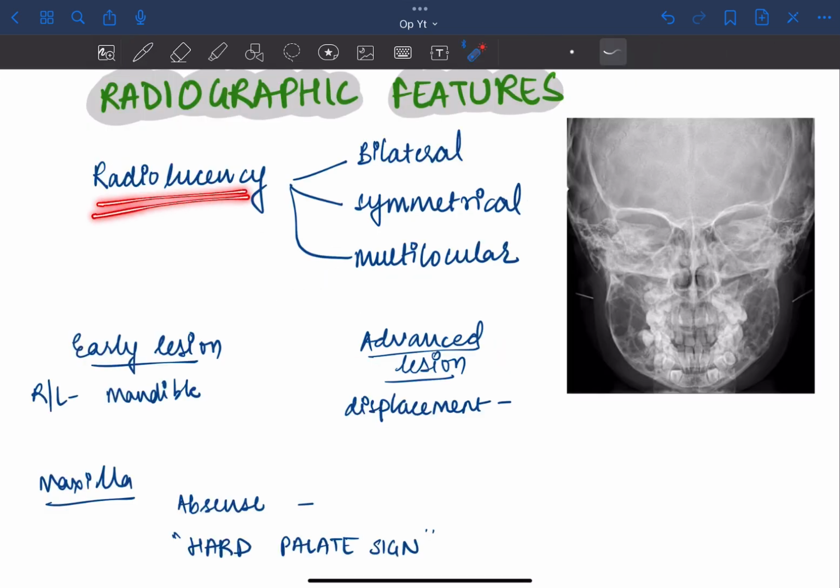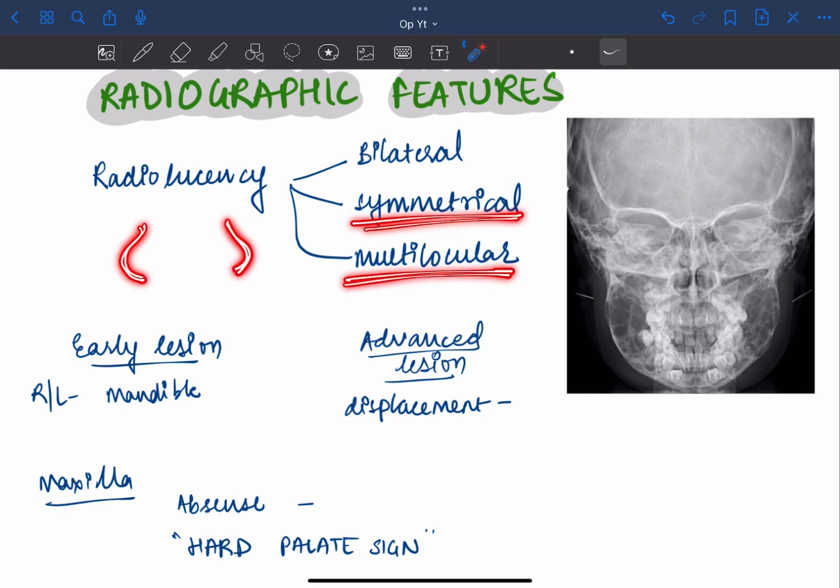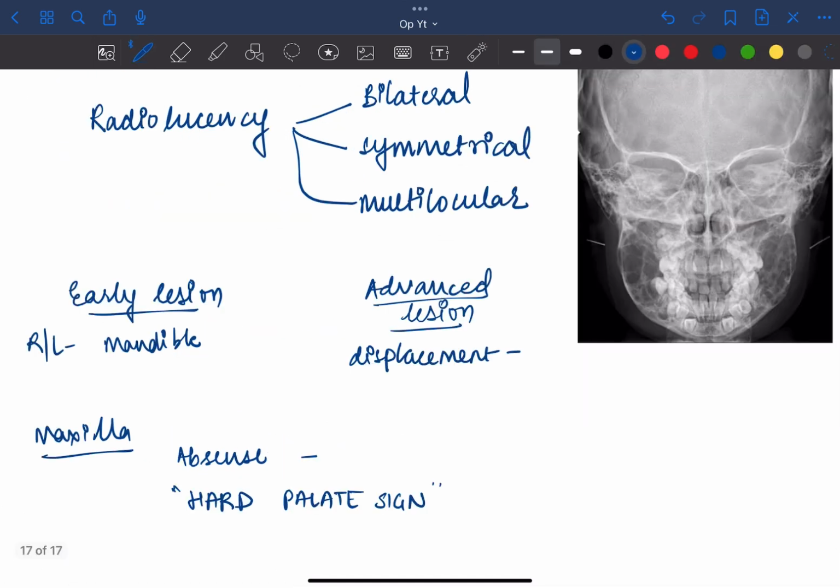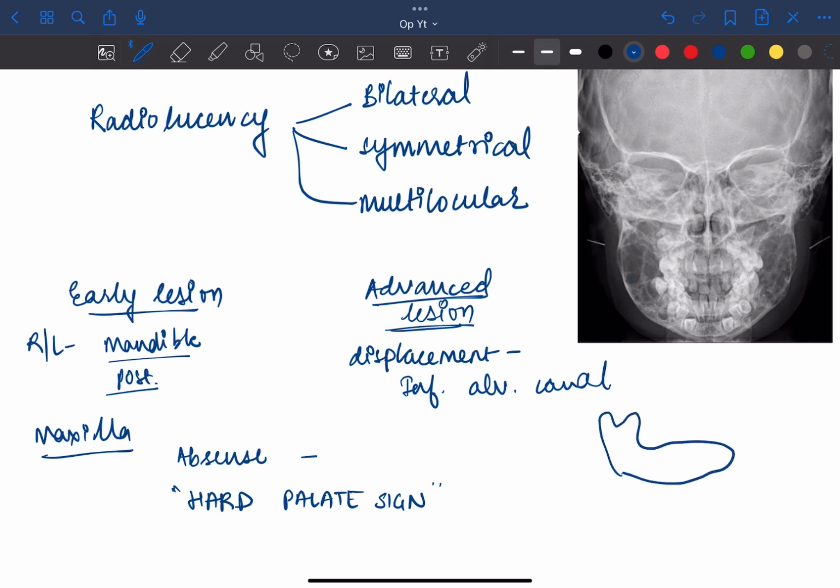Features. We can see radiolucency and it is bilateral, that is happening on both sides. It is symmetrical. So there is enlargement or bulging of the jaws on both sides in a symmetrical fashion. And it is multilocular. You can appreciate here that there are multiple locules of radiolucency. In the early lesion, the radiolucency occurs in the posterior part of the mandible. An advanced lesion causes displacement of the inferior alveolar canal. We know that the inferior alveolar canal runs along the lower border of the mandible, and due to the continuous expansion of the jaws, this canal is shifted further downwards.